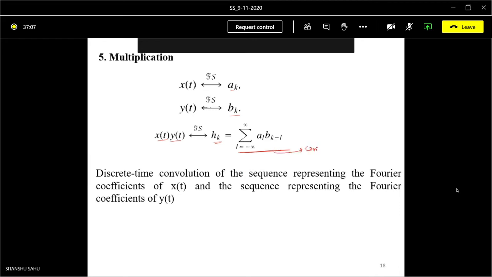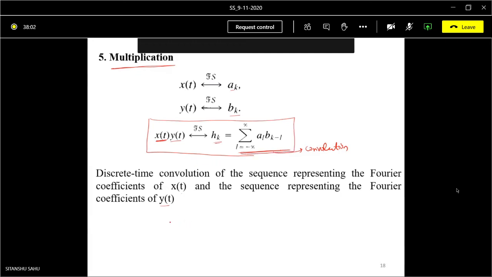Okay, so this looks like a convolution, isn't it? This is one of the most widely used properties of Fourier representation. So that means discrete time convolution of the sequence representing the Fourier coefficients of x of t and the sequence representing the Fourier coefficients of y of t. So that means if two signals are multiplied in the time domain, its consequence is that in the frequency domain, its individual Fourier coefficients will be convolved. Okay, so that means a convolution of ak and bk. So this is the convolution equation. So this is a very, very important property.